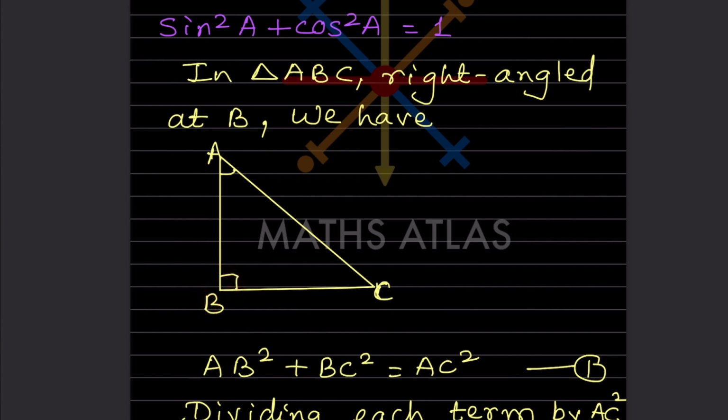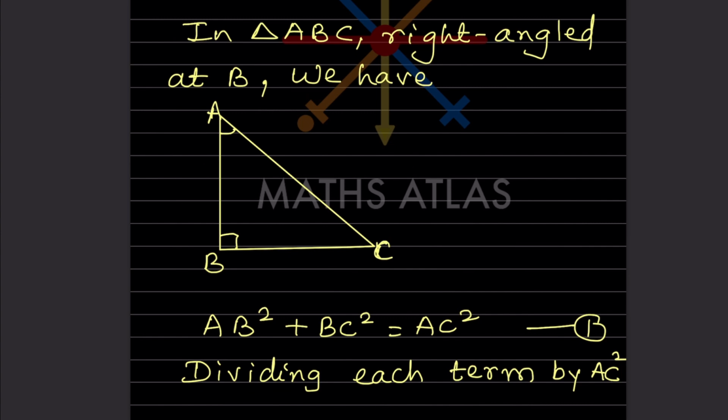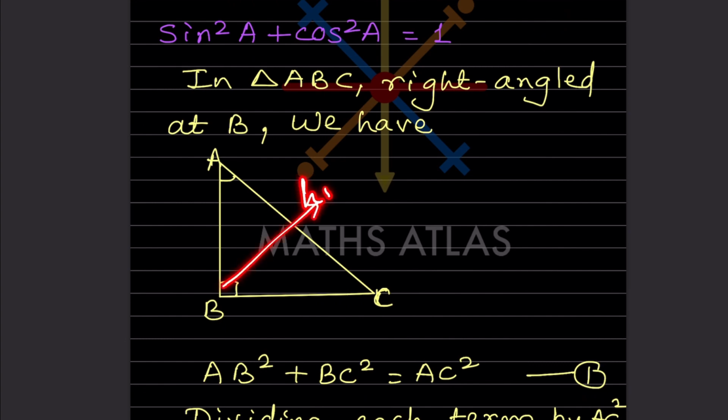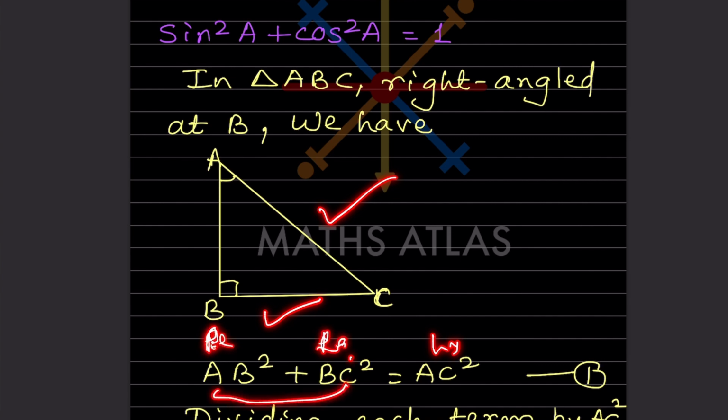Now we know the Pythagoras theorem. This is the hypotenuse because this is the side opposite to 90 degree, this is the base, and this is the height, or we can say the perpendicular side. So AB square plus BC square is AC square. This is the hypotenuse square, and this is the perpendicular side and the base square. You can write either way, base square or perpendicular, both are the same. Let us take this as equation number 1.